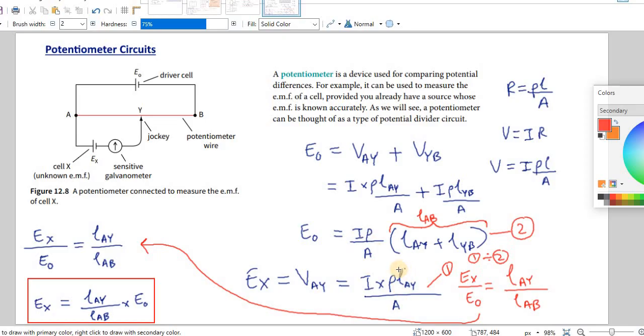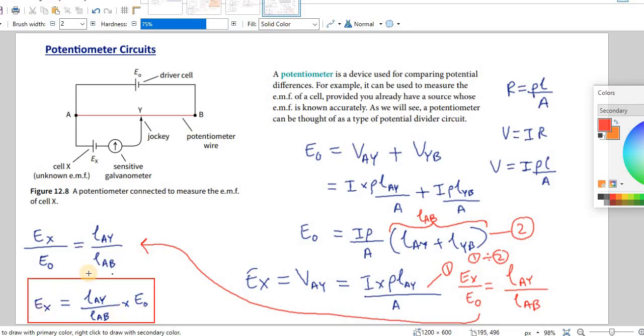Then what are we left with? This and this, so it's length AY divided by length AB, and that is what we have here. So when you rearrange that, you will get this equation. So this is the equation that we are using to find the unknown EMF.